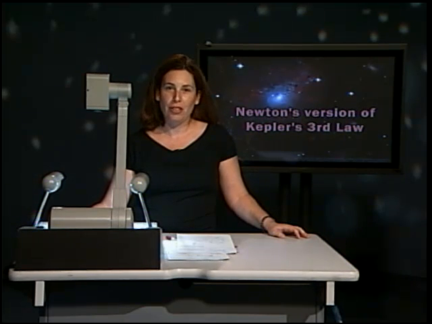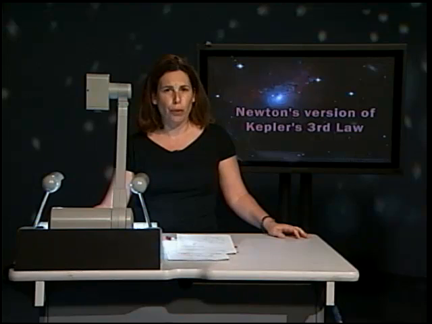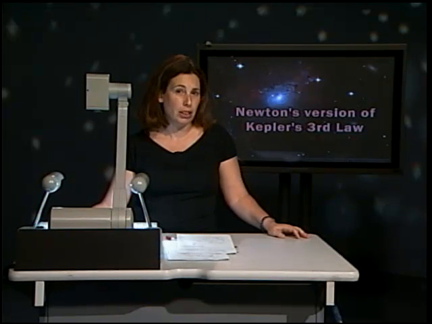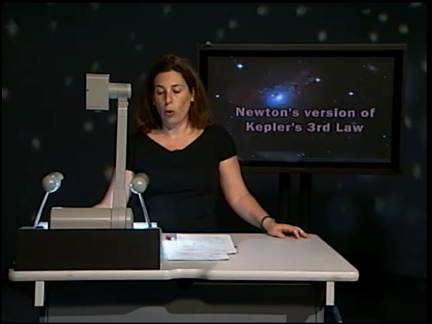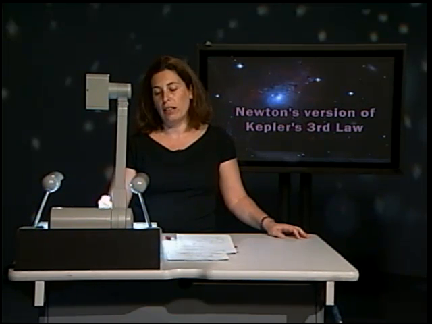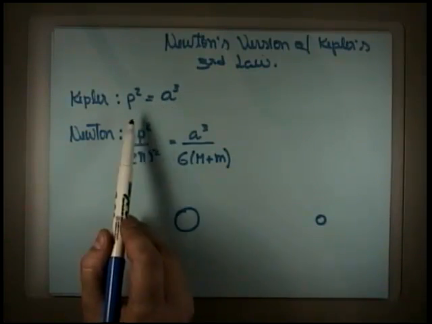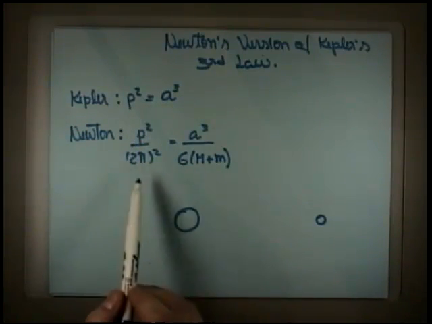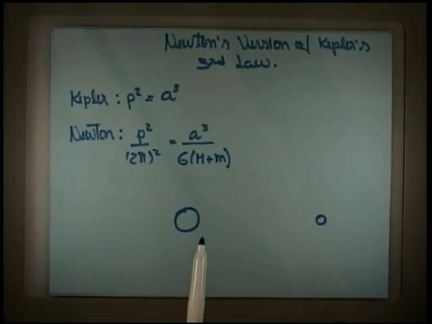So I had some questions this week about the relationship between Newton's version of Kepler's third law and Kepler's third law. The book shows you that Kepler's third law is p squared equals a cubed. The period of orbit around the sun depends on the average distance from the planet to the sun. Newton's version looks similar, but for some it may not be similar enough.